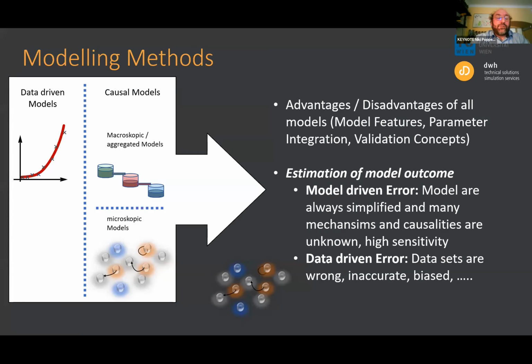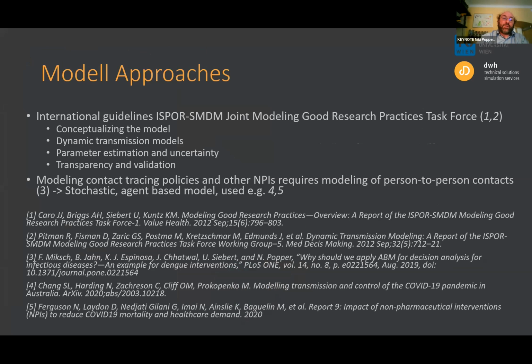So we have the separation between different modeling methods. All of them have advantages and disadvantages, with different model features, different possibilities of parameter integration, and different validation concepts. The most important things to analyze are always model-driven errors and data-driven errors, and I will try to focus in the next minutes on these aspects: what advantages and disadvantages we have using agent-based network models.